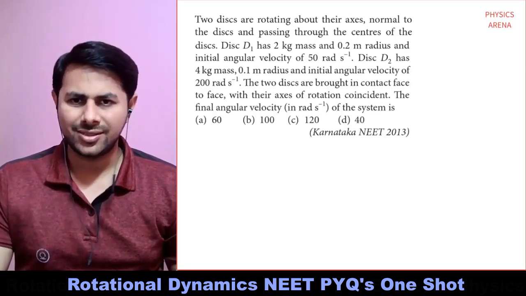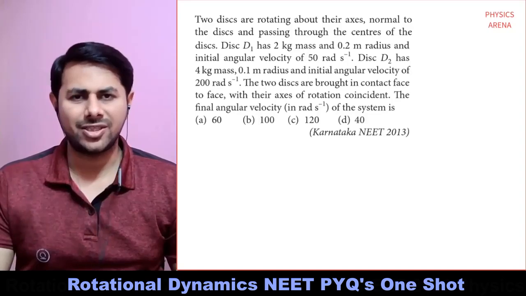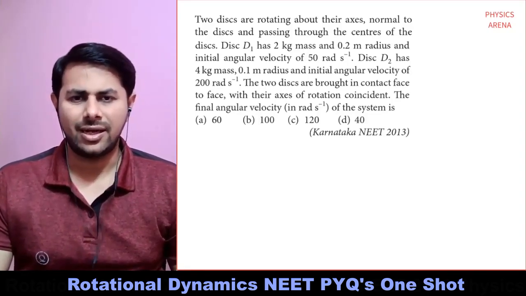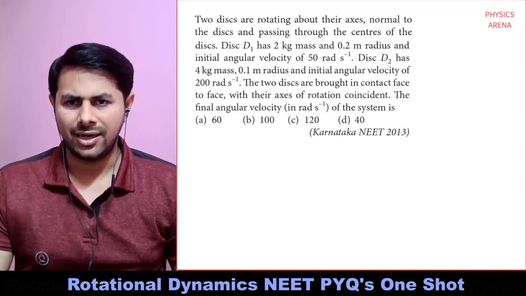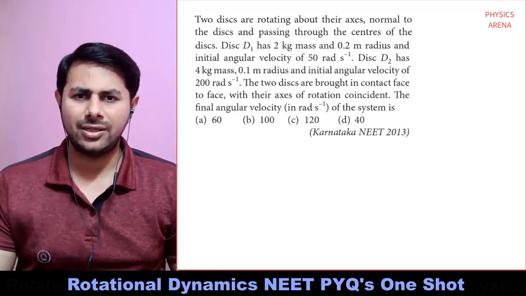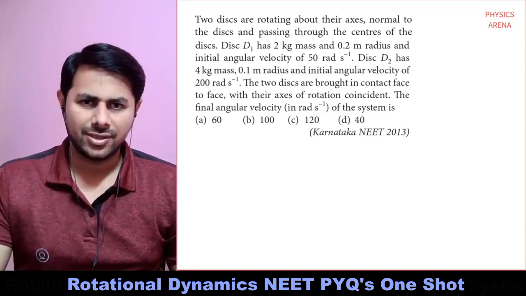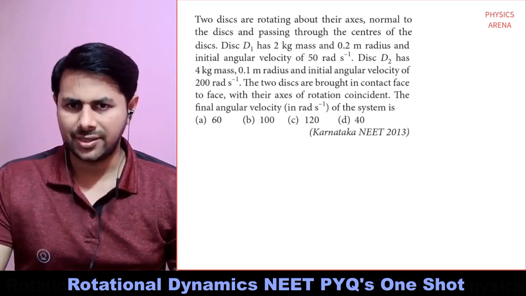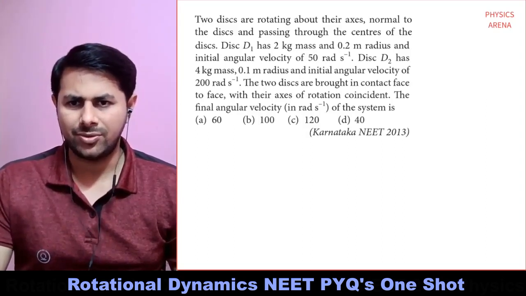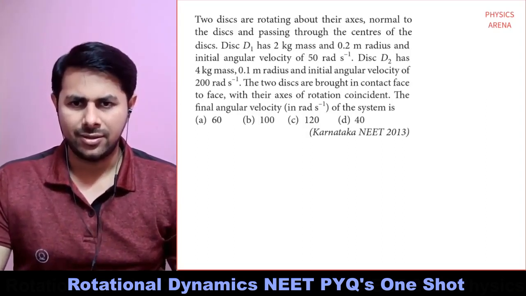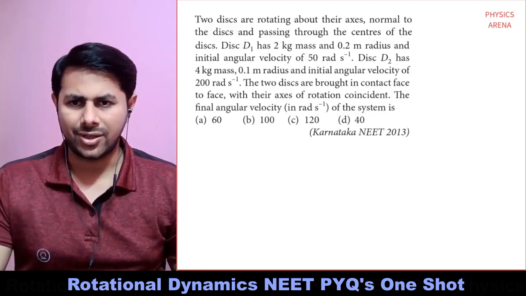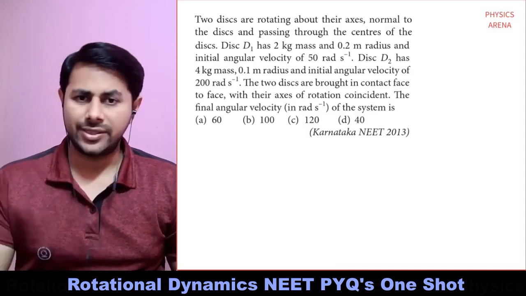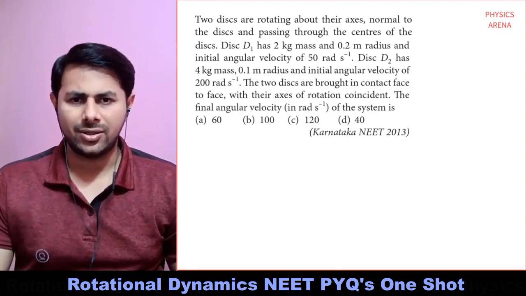Two disks are rotating about their axis normal to the disks and passing through the centers of the disks. Disk D1 has 2 kg mass, 0.2 meter radius and initial angular velocity of 50 radians per second. Disk D2 has 4 kg mass, 0.1 meter radius and initial angular velocity of 200 radians per second. Two disks are brought in contact face to face with their axis of rotation coincident. The final angular velocity of the system is.